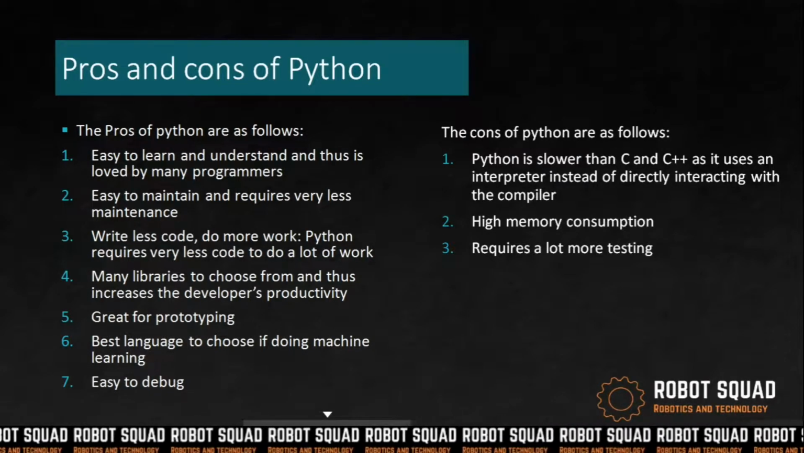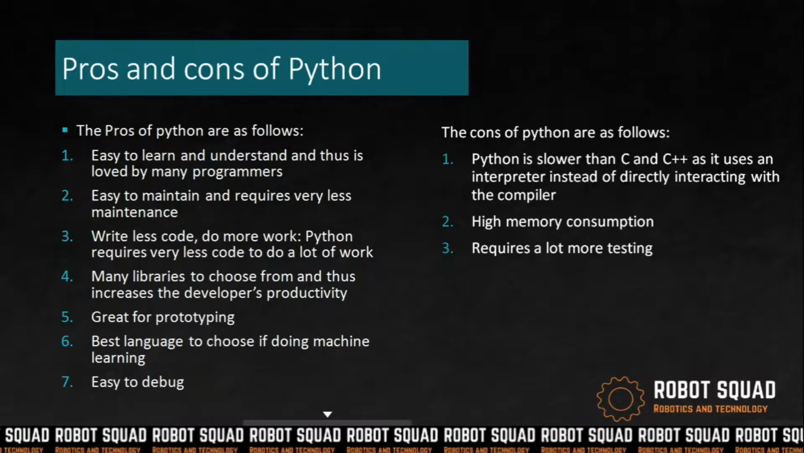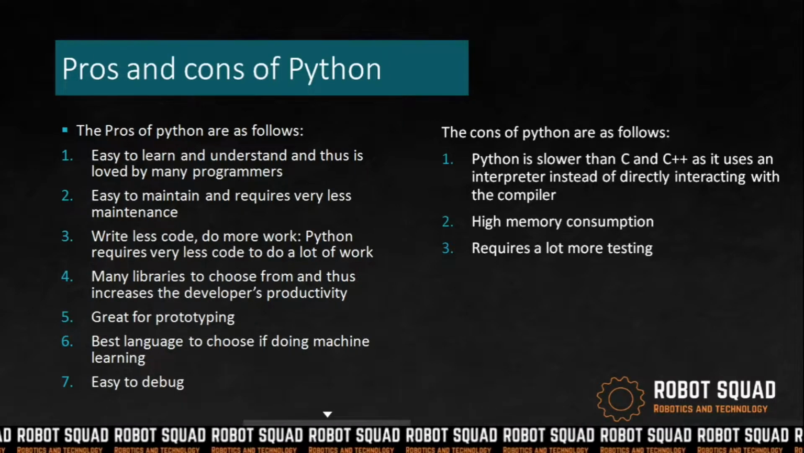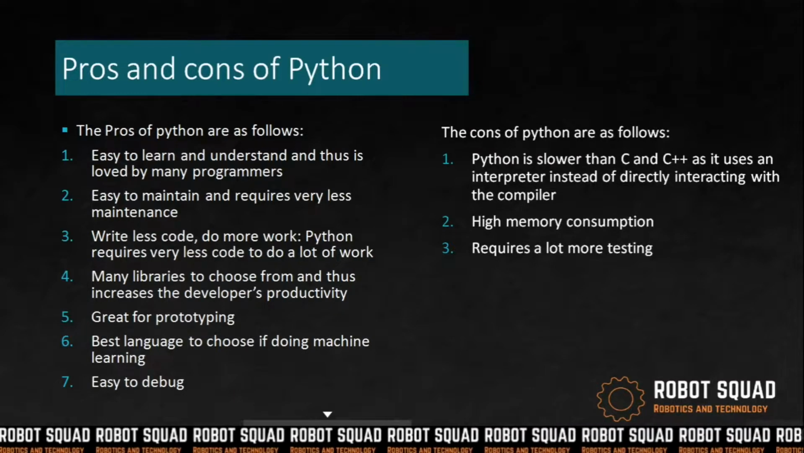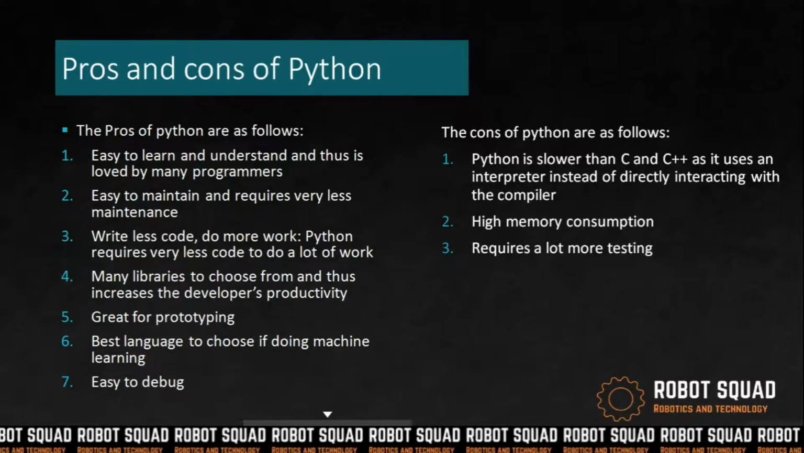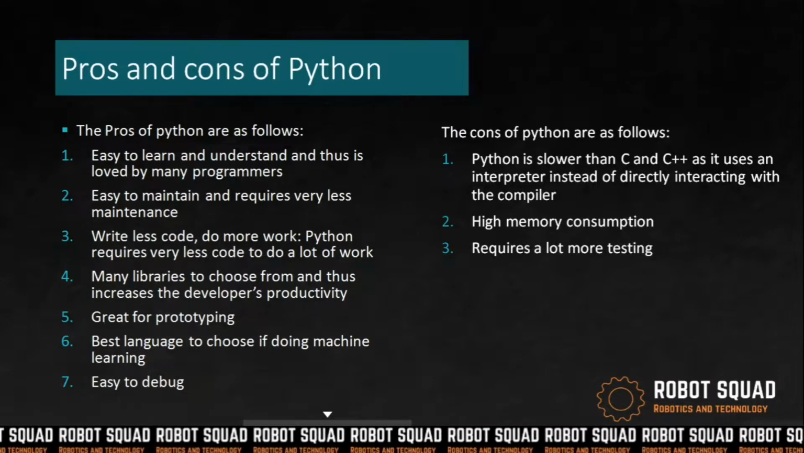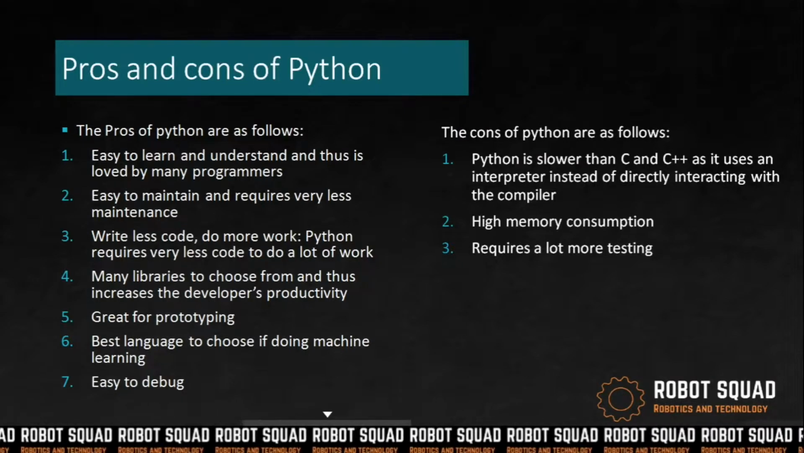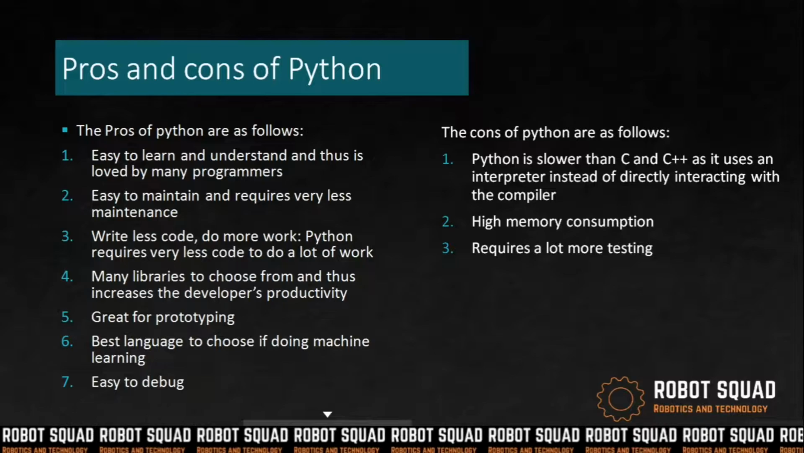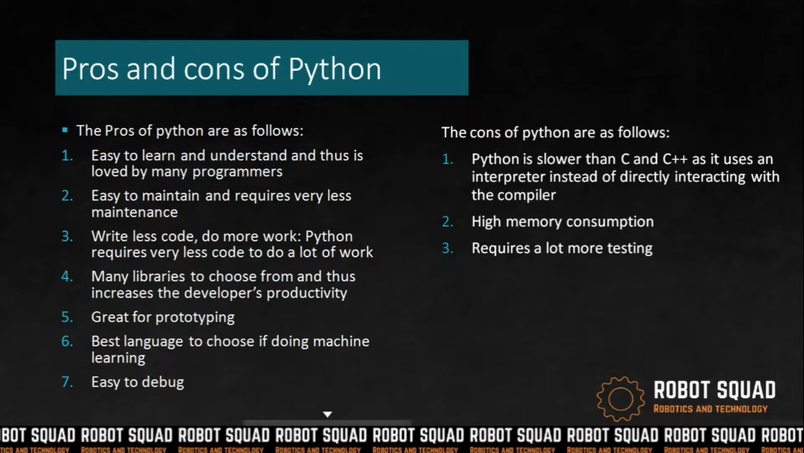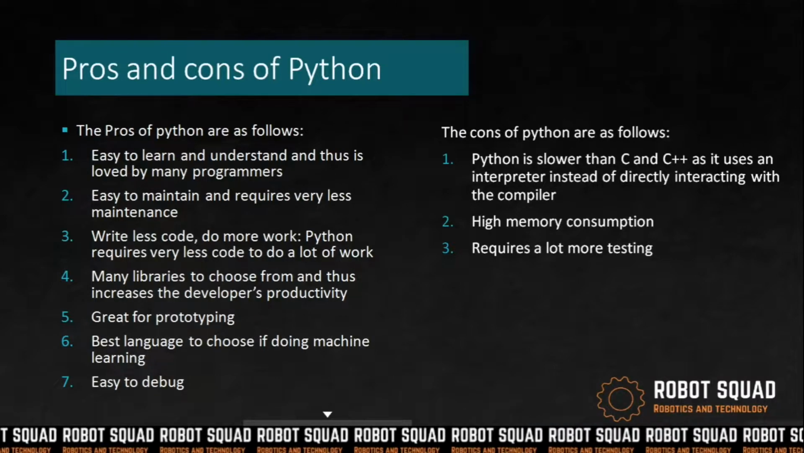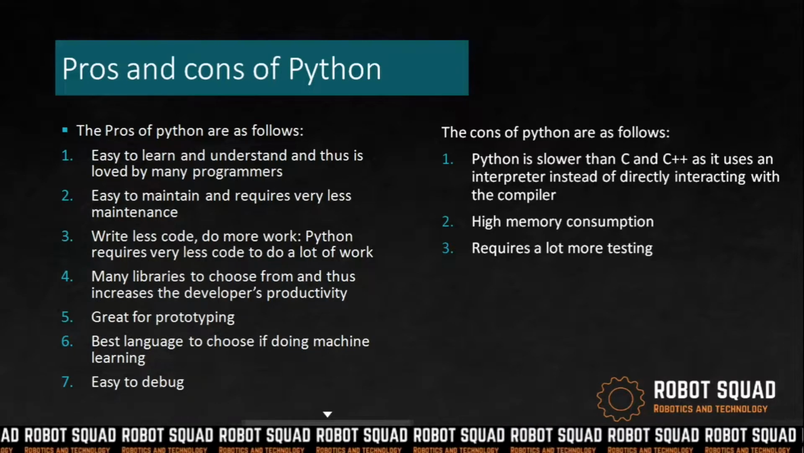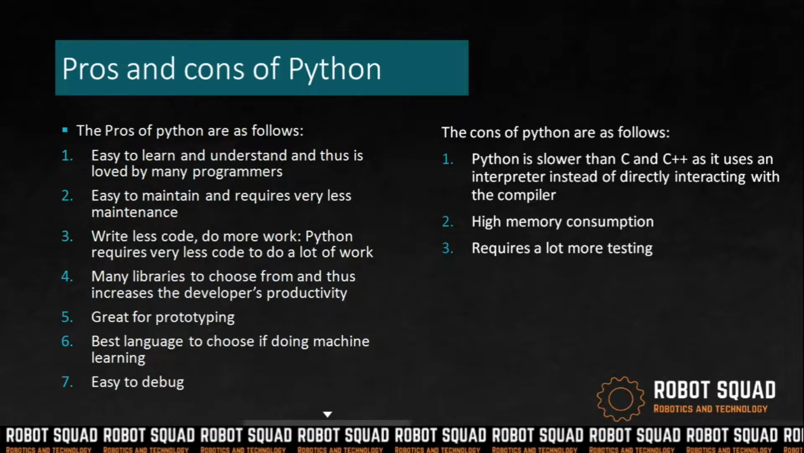What are the pros and cons of Python? The pros: Python is a very easy language to learn and understand, and thus is taken as a path by many developers or freelancers. It is very easy to maintain and requires low maintenance. We can write less code in Python and do more work, which again requires less maintenance. There are many libraries to choose from, thus making it one of the most productive programming languages. Python is great for prototyping, as well as for showing projects and scripting. It is the best language if you want to do machine learning. It is easy to debug as well.